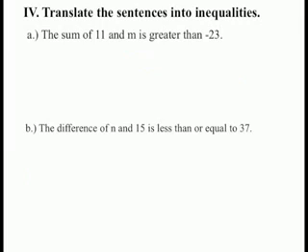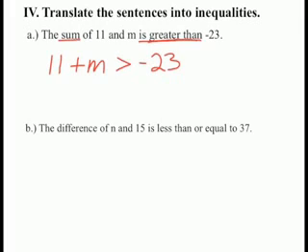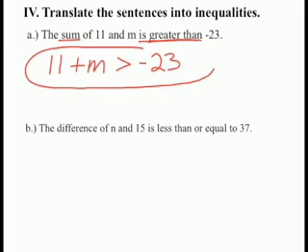Translate the sentences into inequalities. A. The sum of 11 and m is greater than negative 23. Well, we must start out by underlining the important information. So we have sum and is greater than. Well, what does sum tell us to do? Sum tells us we're adding. So we're adding 11 and m. Is greater than means it's larger than negative 23. So that's the greater than sign. So 11 plus m is greater than negative 23.